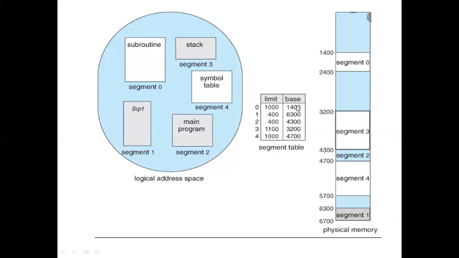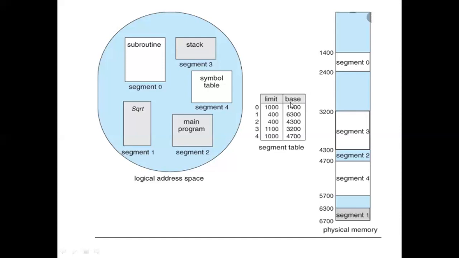It means if you look up the memory, starting with the base of 1400, segment 0 is starting from that particular base address. Until where can it go? It can go up to 2400, because the limit is 1000. So 1400 plus 1000 will be 2400.